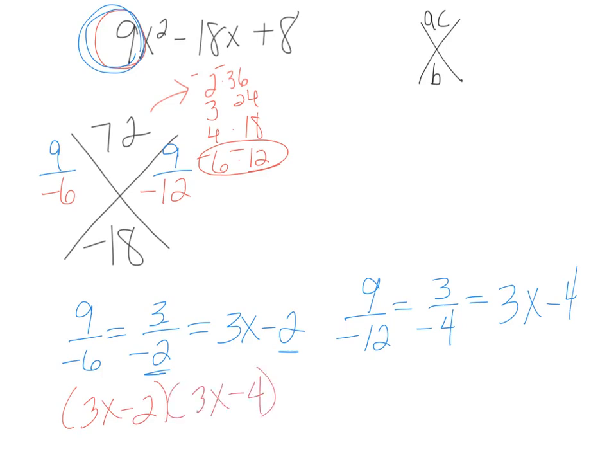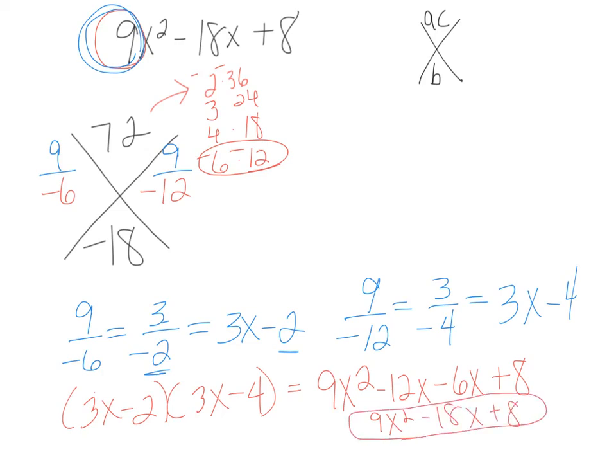Now let's FOIL it really quick. First times first is 9x squared, outer, negative 12x, inner, negative 6x, and last is positive 8, which gives me 9x squared minus 18x plus 8. Got it. That's very, very exciting.